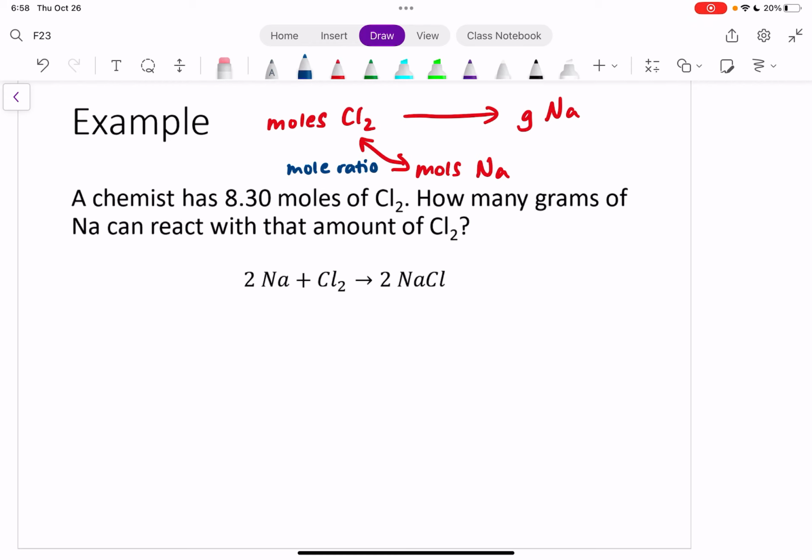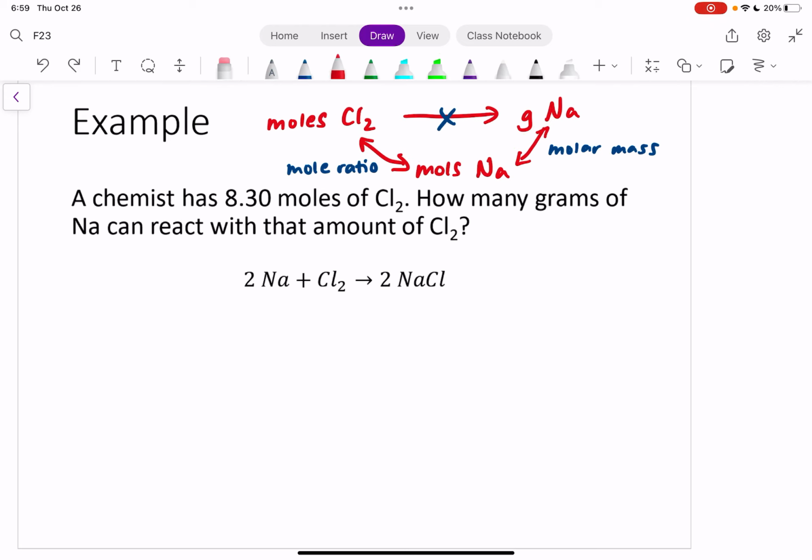from our balanced equation. Now, to get from moles of Na to grams of Na, how do we do that? Well, yeah, that's going to be our molar mass, right? Molar mass, the grams per mole. So we can't go in one step, but we can go in this alternate route, right? Going this way. So let's do that.